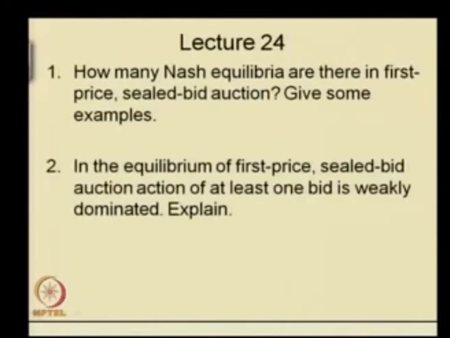Second question: in the equilibrium of the first price sealed bid auction, the action of at least one player, that is, at least one bid, is weakly dominated. Explain.